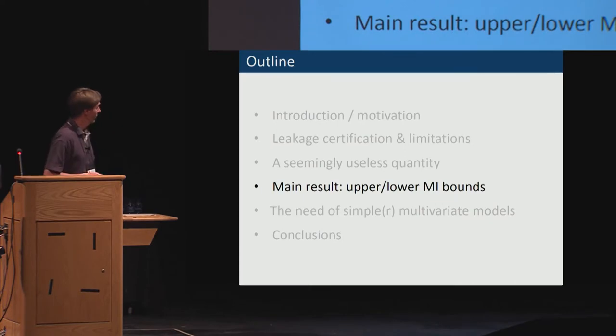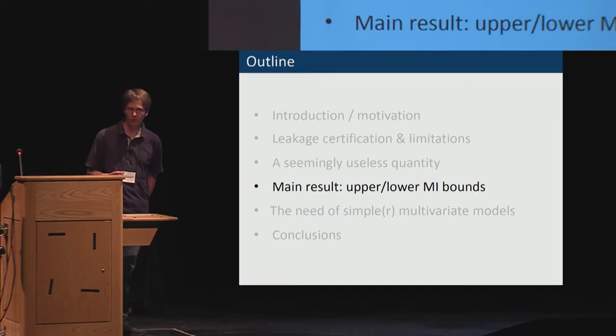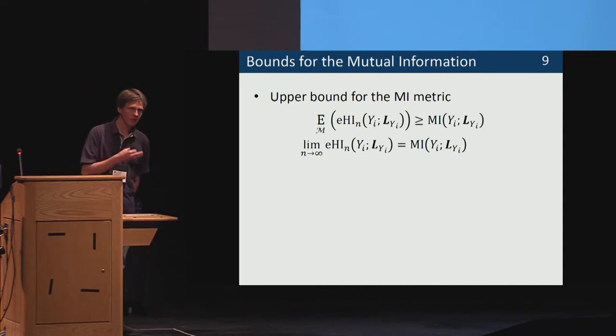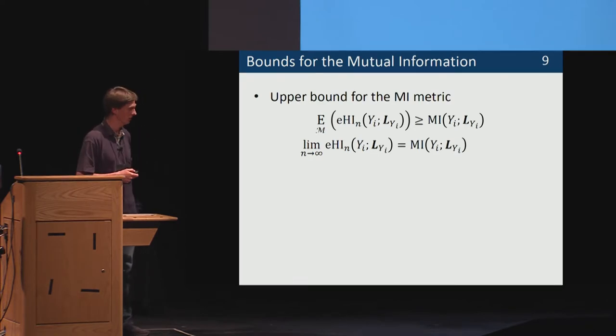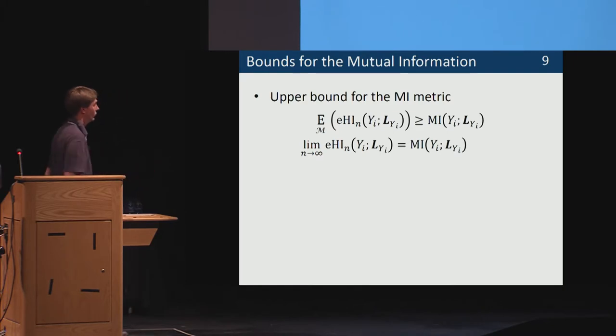So now, what is the main result that we have? It's essentially upper and lower bounds for the mutual information based on this unknown model. From a security viewpoint, I think the most interesting result is the upper bound for the mutual information metric, because this allows us to lower bound the security. And what we reach essentially is that in expectation over the constructions of the models, we can show that this empirical hypothetical information is an upper bound for the mutual information, and it also converges towards the true mutual information.